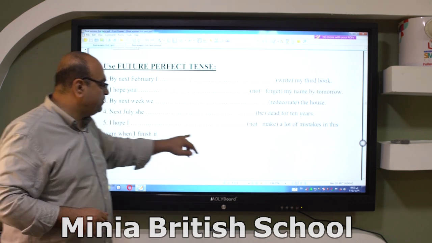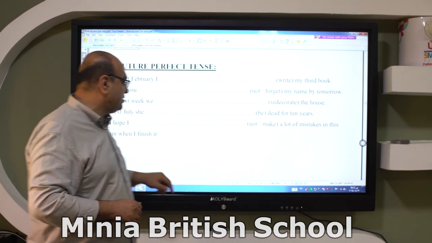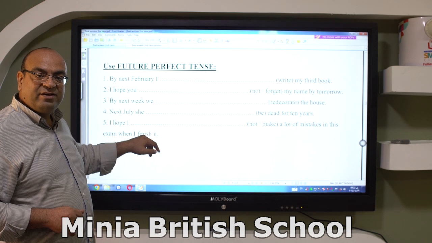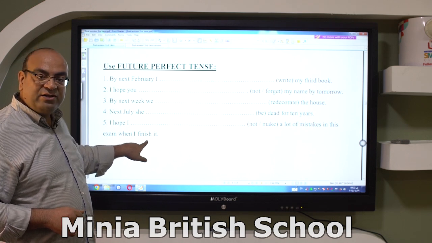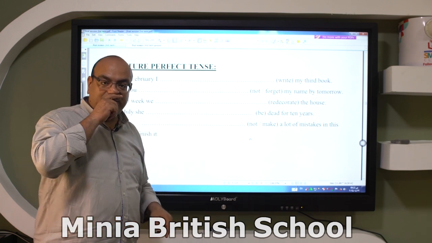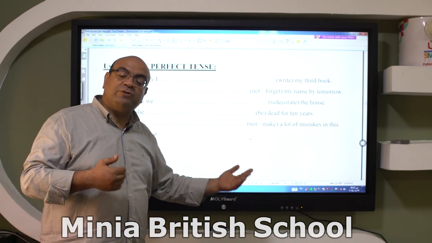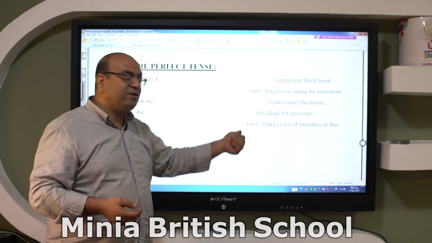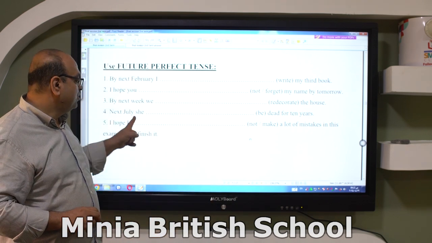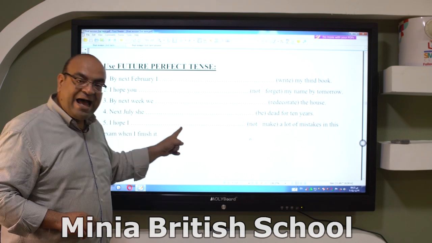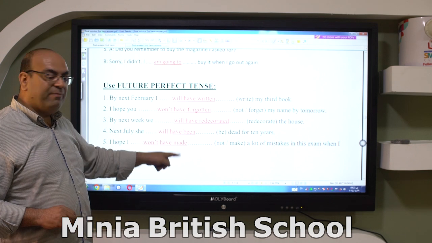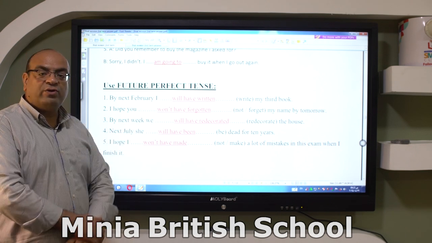I hope I blank a lot of mistakes in this exam when I finish it. The action number 2, finish, and action number 1 is not make. Of course, action number 1 should precede action number 2, so that should be in future perfect simple. So won't have made. Won't have made. So these are all the answers.